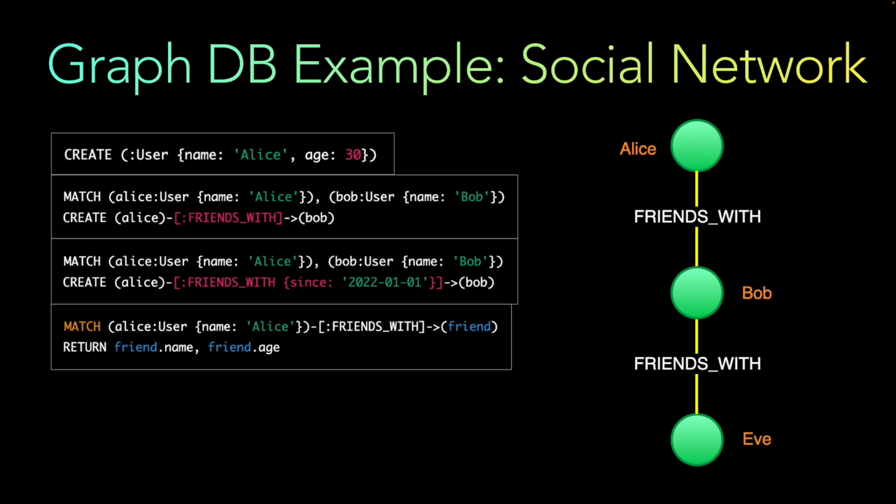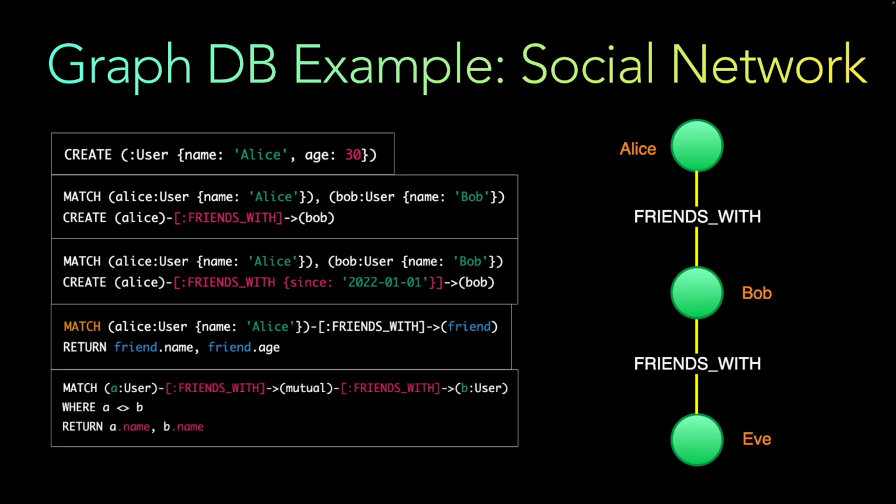For example, let's say you want to figure out mutual friends. Here we are doing a match between a user A and a user B, and we are seeing who the mutual friends between user A and user B are. The query that you write is something like this. It matches user A and user B with a mutual friend, where the relationship is FRIENDS_WITH, and where A and B are not the same person. Then you are returning A's name and B's name, so you are basically returning the names of all the mutual friends.